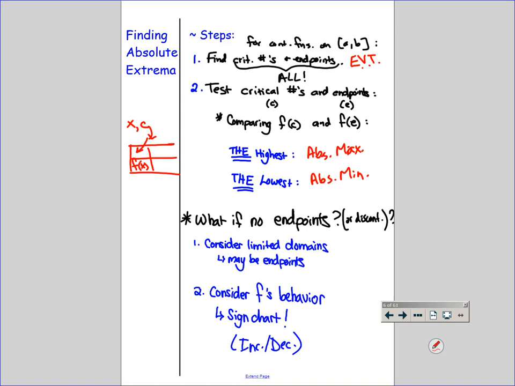But the bottom part says, what if there are no endpoints? Or what if we have a partially open interval, like open at A but closed at B, or closed at A and open at B? If it's not totally closed, all guarantees are off, and we have to be super careful of things like domain, discontinuities, and endpoints.